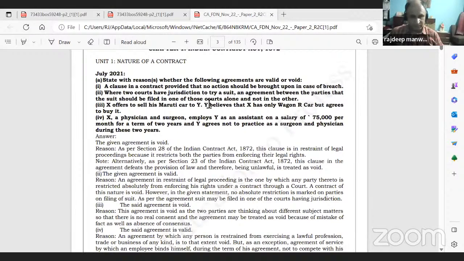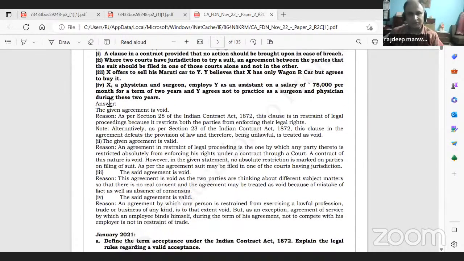Where two courts have jurisdiction to try a suit, an agreement between the parties that the suit should be filed in one of those courts alone and not in the other. This is valid, I think so, right? Yes, the given agreement is valid. Remember, if they are asking you whether it's valid or void, first write it is valid and then give the reason for its validity, right? See, now there are two courts.